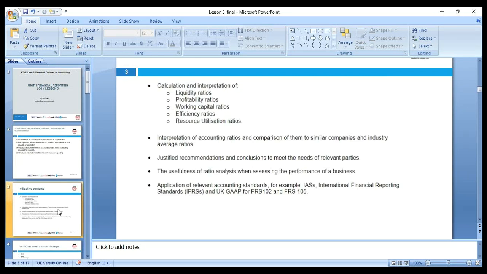So in today's lesson we learned about the financial statements. We discussed financial ratios, how we can calculate them, how we can justify them, and what sort of decisions we can make on the basis of the financial ratios.